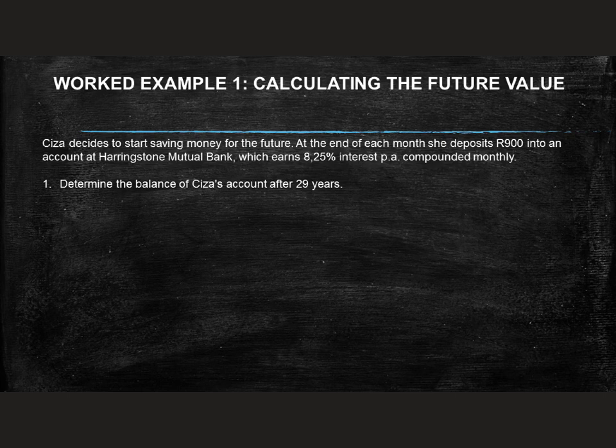Let's first put down what we know. We know that she is putting in 900 Rand per month. We know that her interest rate, as a percentage in decimal form, is 0.0825, and we're also told that it is monthly, so I'm dividing by 12. We know that the time frame that she said is 29 years. So 29 multiplied by 12 gives us 348 months.